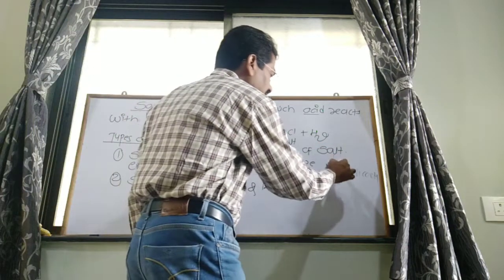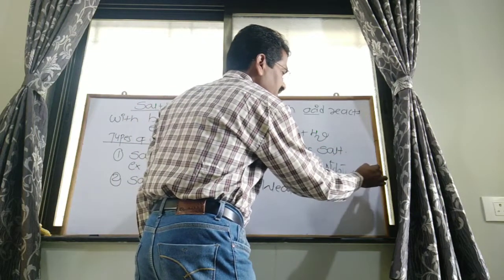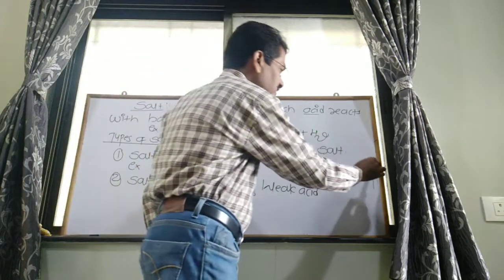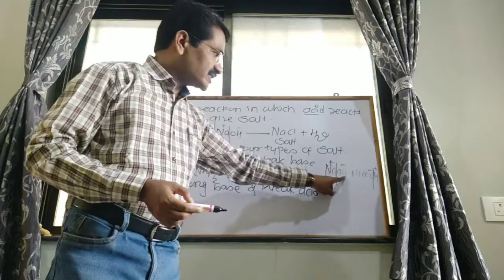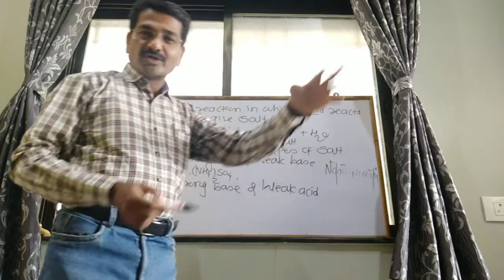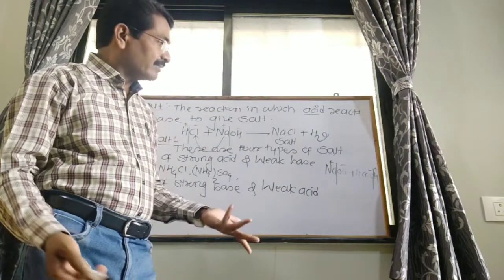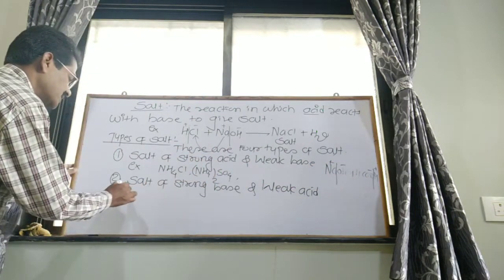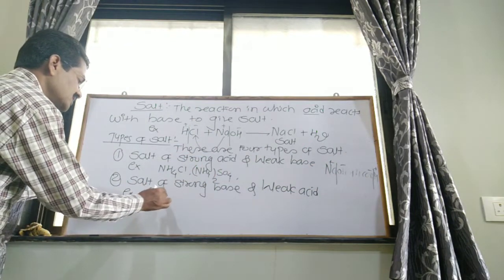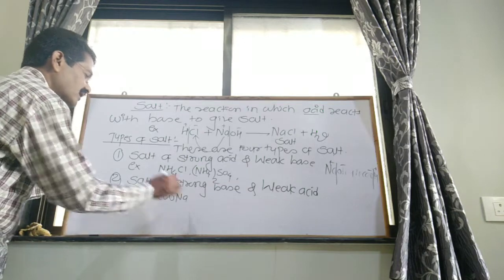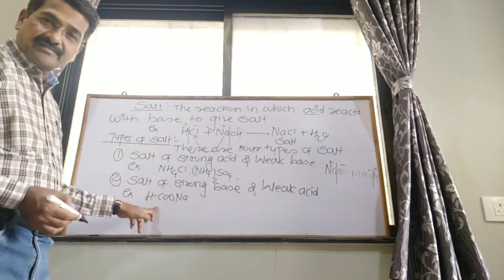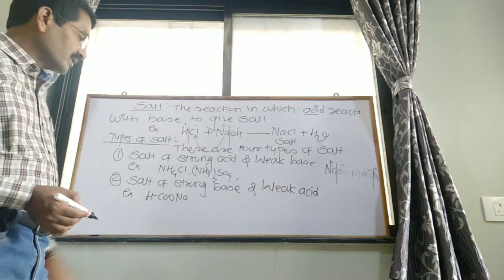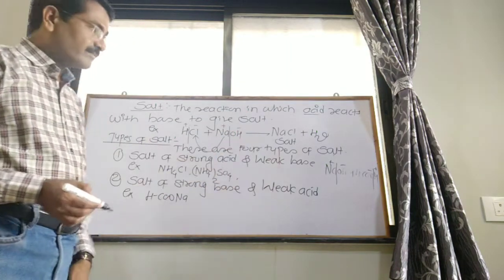By breaking that, it gives Na plus and OH minus, and here HCOO minus and H plus. This OH minus and H plus produce the water, and the remaining HCOONa, that is sodium formate. Sodium formate is the example of strong base and weak acid.